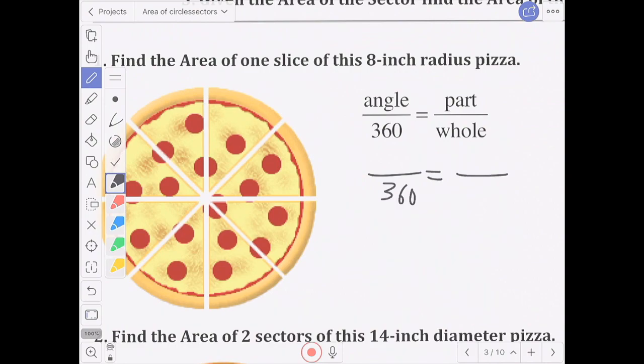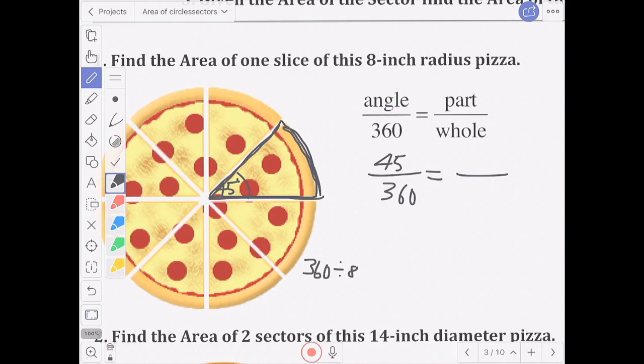Okay, so we've got 8 pieces of pizza in an entire 360 degrees. So to figure out how big the central angle is, we're going to take 360 and divide by 8. So 360 divided by 8 comes out to be 45 degrees, which you may have guessed already based on the way that this looks, like half of a right angle. So that's going to be our angle in the formula. We're looking for how much pizza is in just this piece alone.